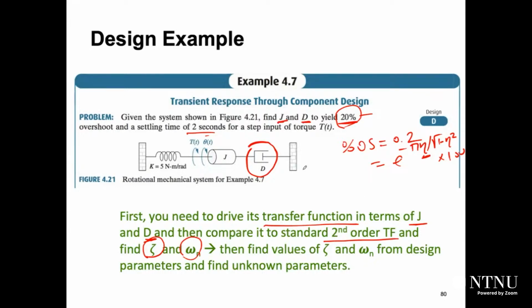After that, from the settling time, we know that Ts equals 4 divided by zeta omega n. We know that this is 2 seconds, right? Cross multiply, so zeta omega n will be 4 divided by 2, which is 2. Once we find zeta, we can find omega n, which will be 2 divided by zeta. So from this equation, we will be able to find omega n and zeta. Once you have zeta and omega n, which give you this response, you compare the equation you obtained as a function of J and D with this one, and you can find the optimum values of J and D, which will give you the desired response.